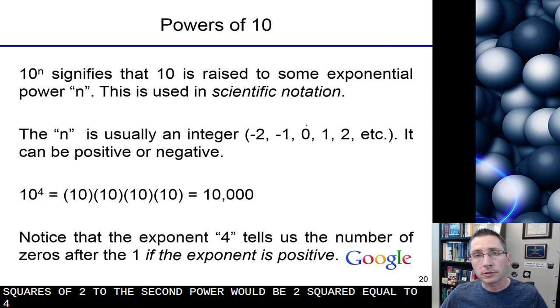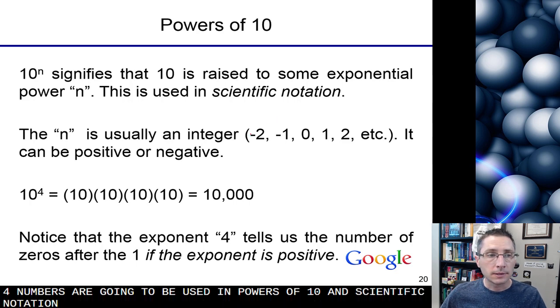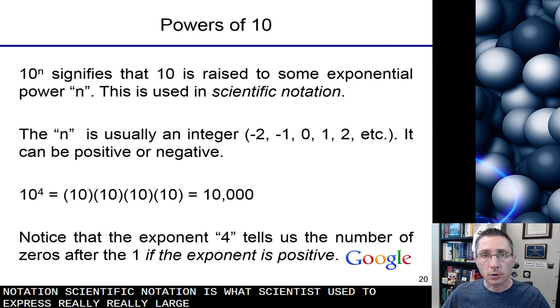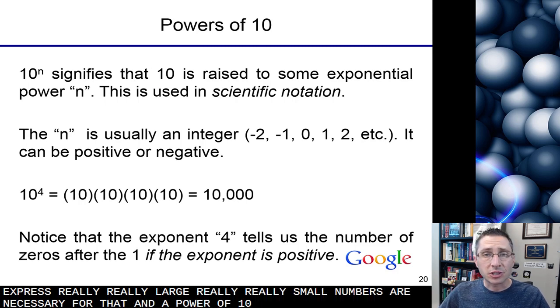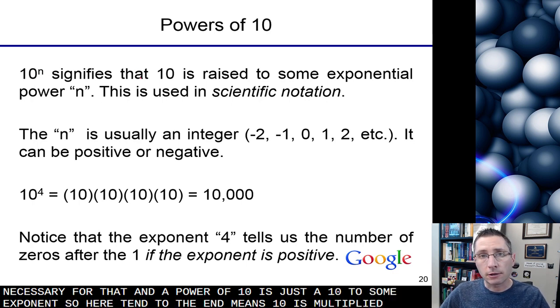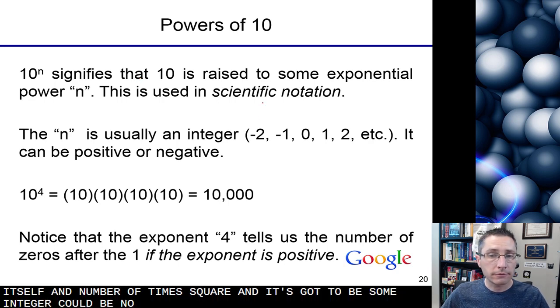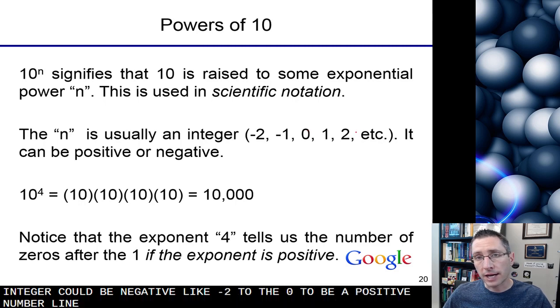These exponential numbers are going to be used in powers of 10 and scientific notation. Scientific notation is what scientists use to express really, really large and really, really small numbers. So powers of 10 are necessary for that, and a power of 10 is just a 10 to some exponent, right? So here 10 to the n means 10 is multiplied by itself n number of times, where n is going to be some integer, could be negative, like -2, could be 0, could be a positive number, like 5 or 10 or 100, okay?